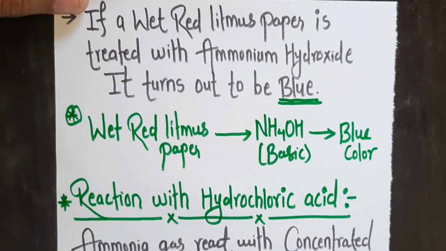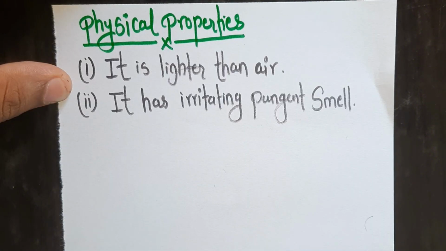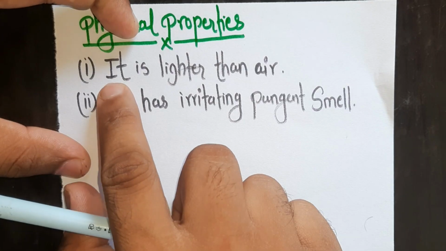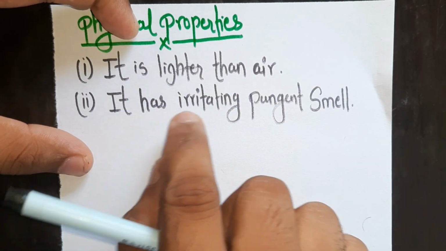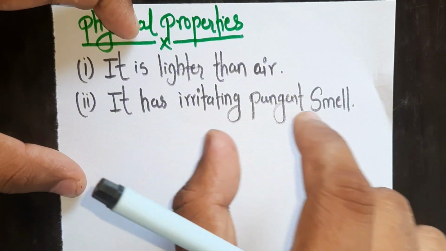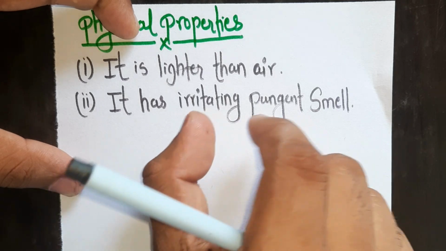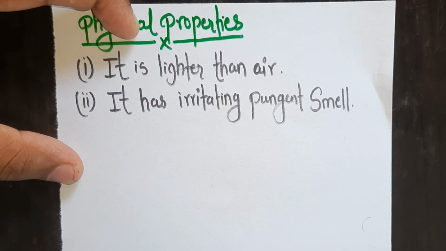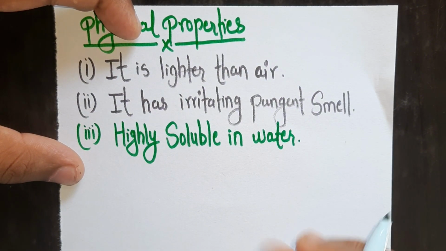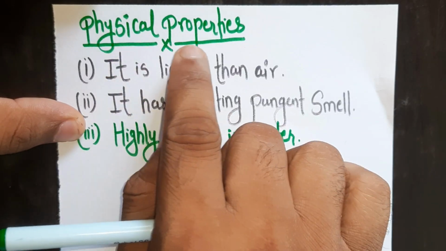Now the next topic is the physical properties of ammonia gas. Let's point them out. See here, it is lighter than air. The next point is it has an irritating pungent smell, a very irritating pungent smell like a rotten egg that burns the nose. The next point is it is highly soluble in water. These are the points that you can consider in the physical properties of ammonia.